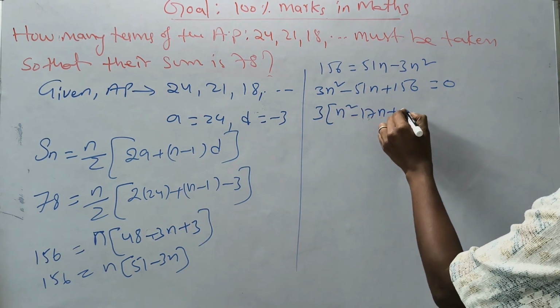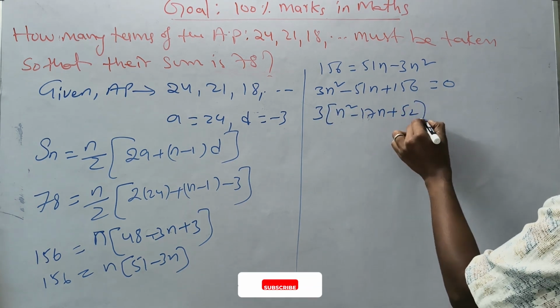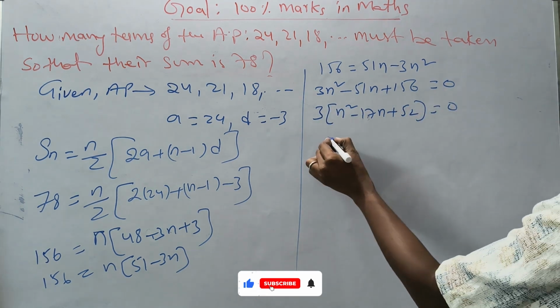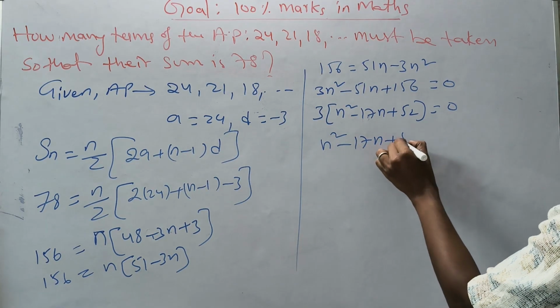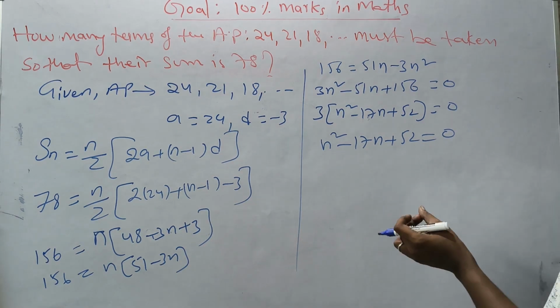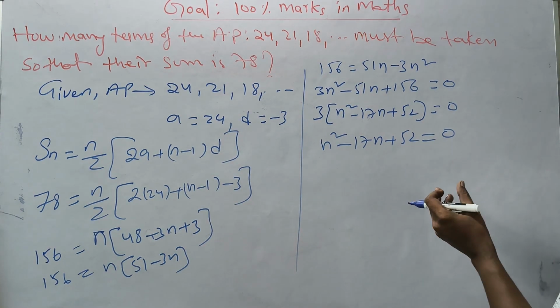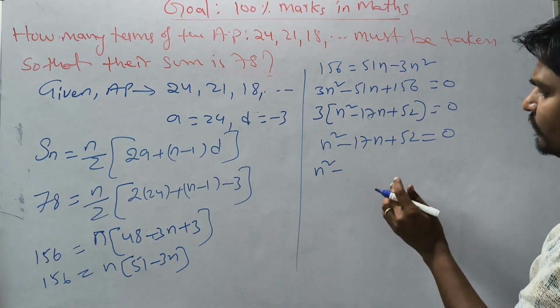Here, how many times does it cancel? 3, 52. So that is equal to 0. From this, n square minus 17n plus 52 is equal to 0. Now you have to split the middle term to find the factors. Now n square minus 17n, how can we write here?